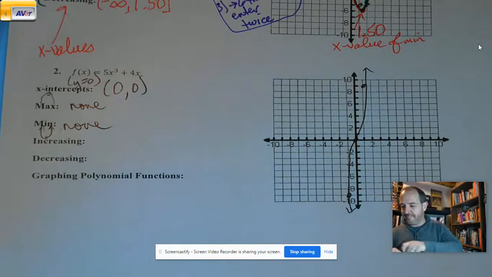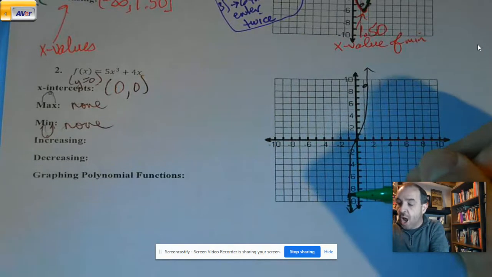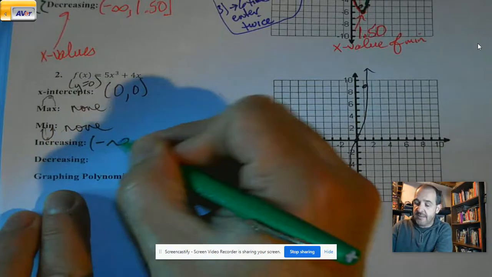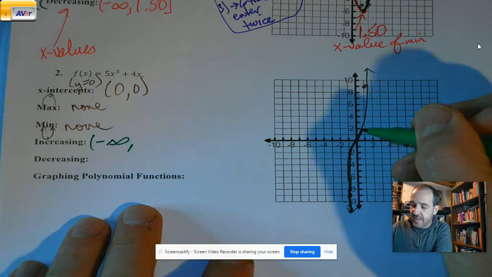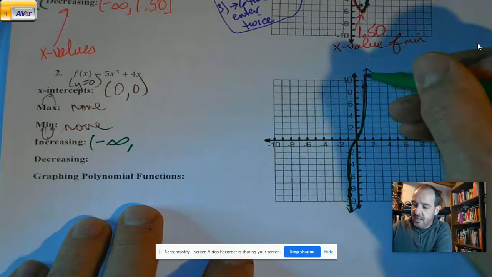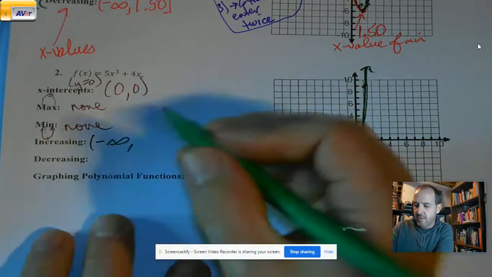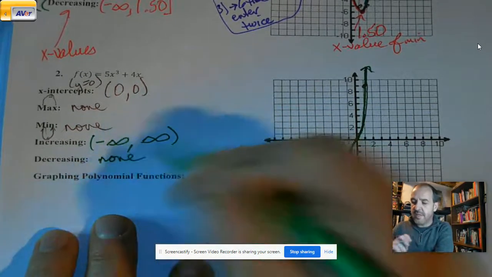Increasing, decreasing. Start from the left, right? And we're going up, we're increasing. So starting at negative infinity, we're increasing. Still increasing. I curved a little, but I didn't start decreasing. Hey, I never stopped increasing. Like it was going up forever. Didn't decrease at all.